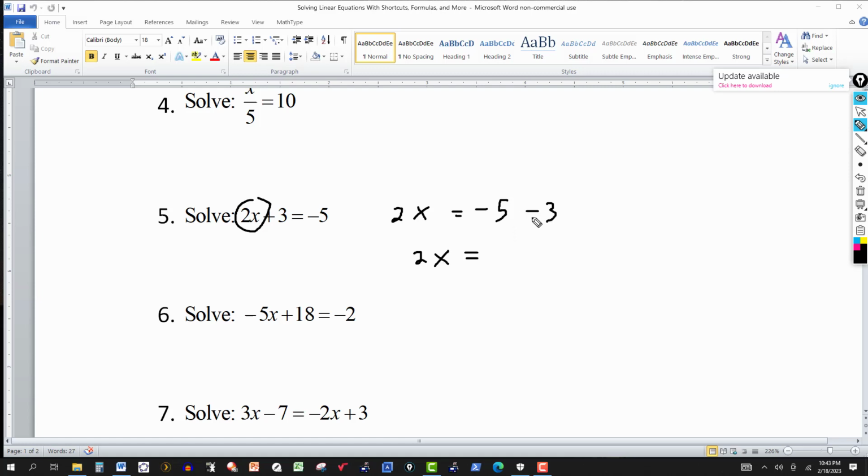And then just look at this. Negative 5, subtract 3. Just look at that as negative 5 and the negative 3. The signs are the same. So 5 and 3 is 8. Bring down the sign. They all have the same sign. It's going to stay negative in this case.